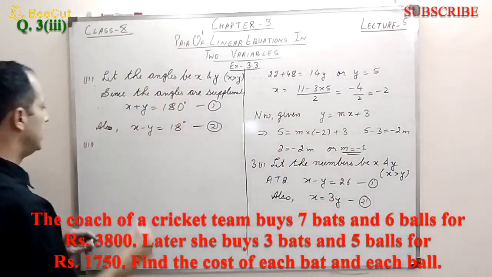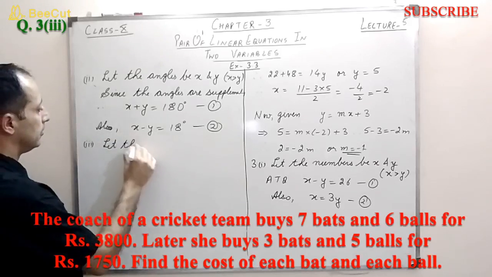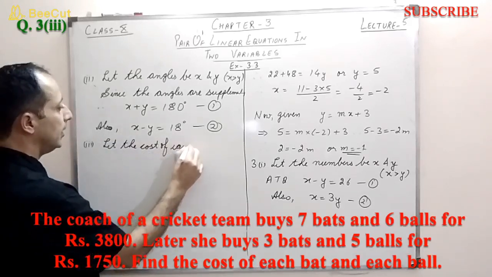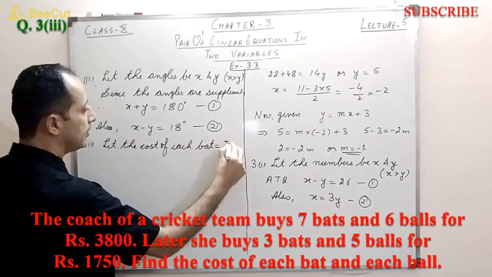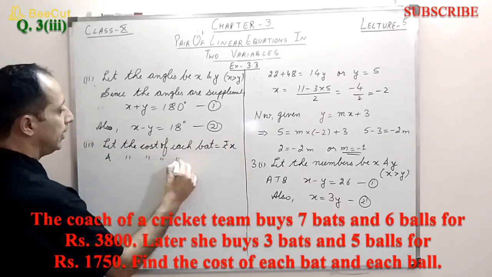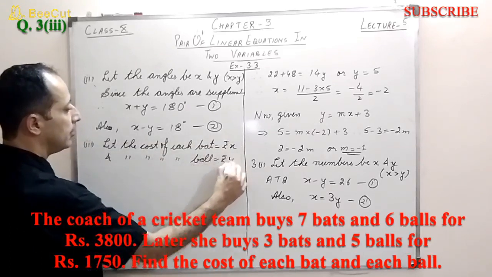So we can suppose, let the cost of each bat be rupees x and the cost of each ball be equal to rupees y.